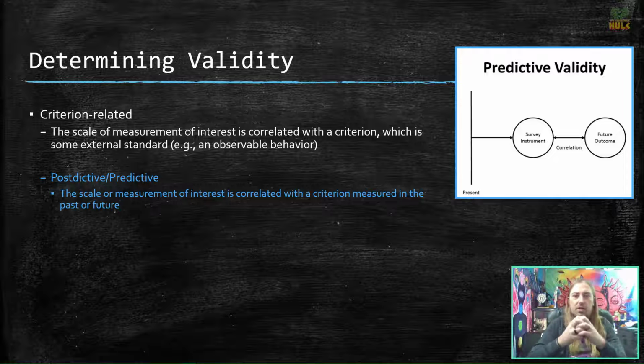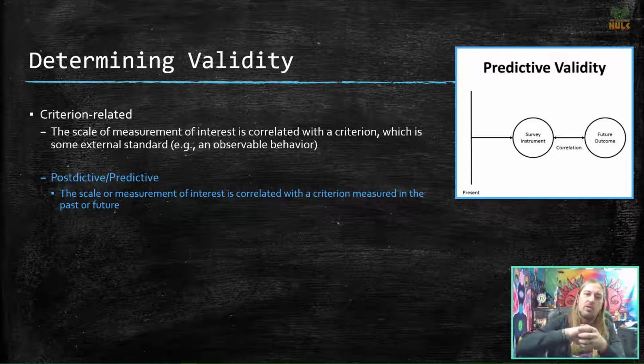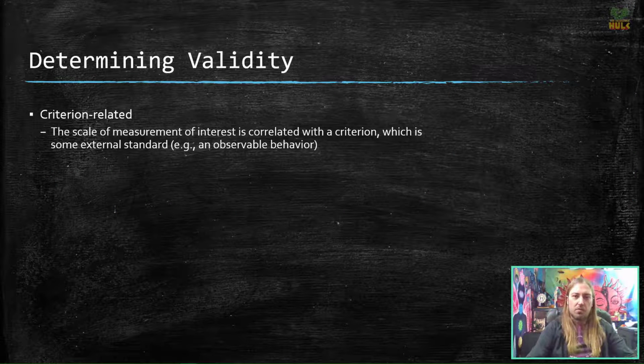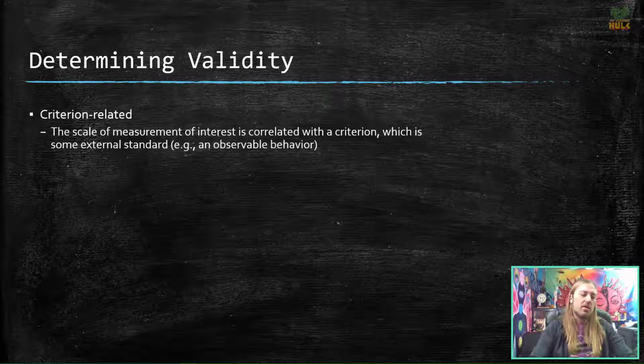Are we using a criterion from the past, or are we using a criterion that we see in the future, either before or after they take our new measurement that we're trying to establish validity for? Either case, we establish that, we correlate it, and we have our measure of predictive, postdictive validity. High correlations are best. Low correlations, low validity.